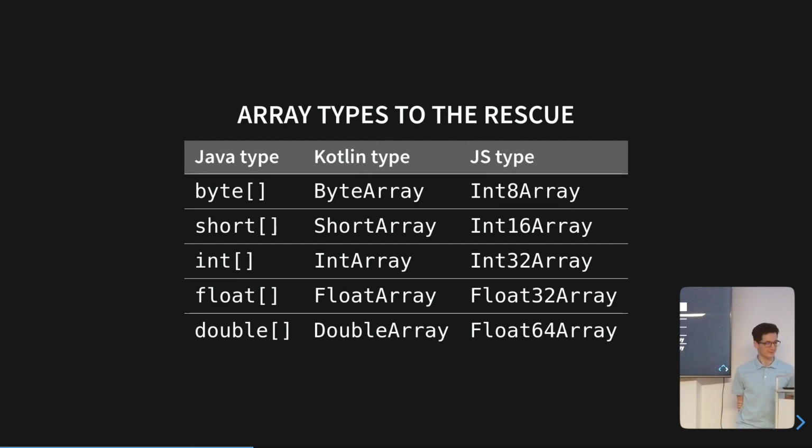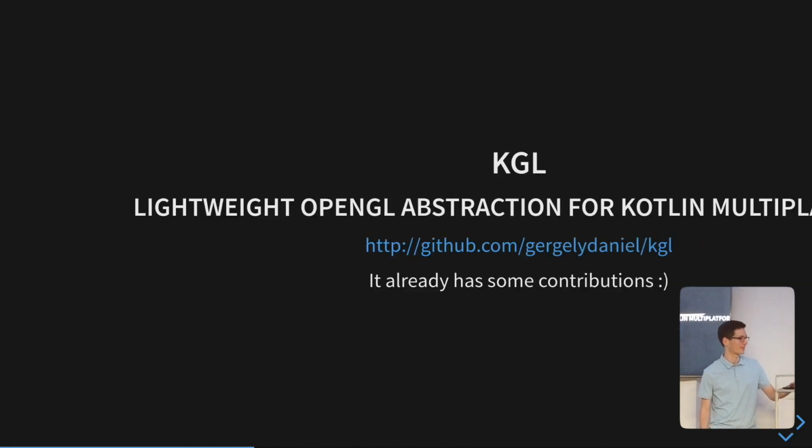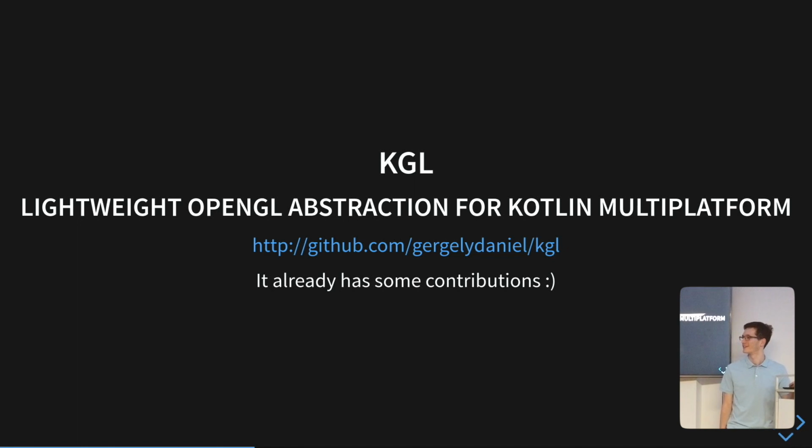So now we know how Kotlin multi-platform works. Basically, the next question is how can we interact with OpenGL? And the solution for that is a library I wrote, which later became open source, and now it already has some community contributions. This library is called KGL. Its goal is to provide a thin, lightweight layer above OpenGL with as few features as possible, not to force any restrictions on the developer.